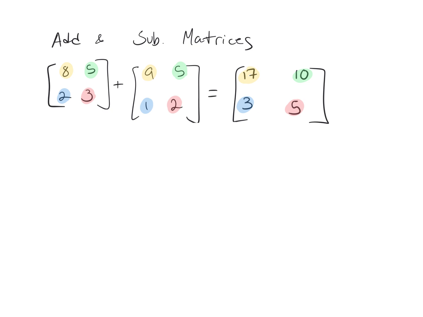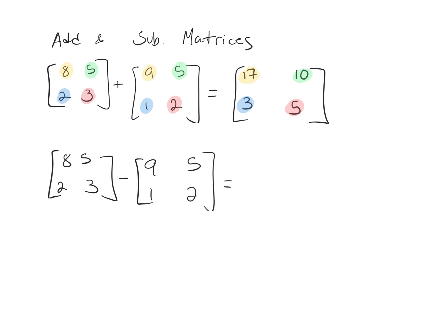Now, how do we subtract matrices? I'm going to use the same example, actually. Okay, so it is the exact same way. We take them one number at a time. So how do we do it? We're going to do 5 minus 9, 8 minus 9, 5 minus 5, 2 minus 1, and 3 minus 2.